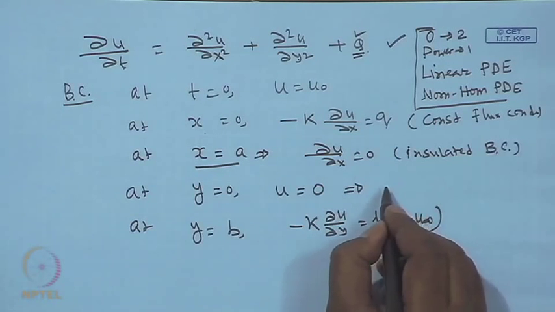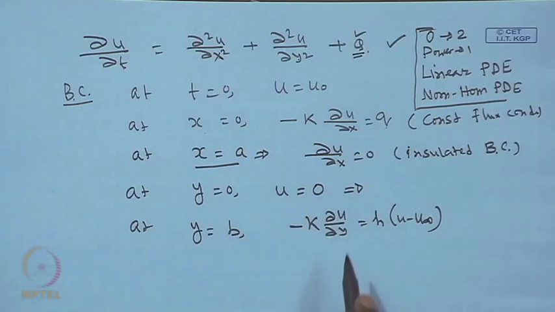So, this is where the value of the dependent variable is given. And at y = b, the heat that has come by conduction, −k ∂u/∂y, is taken away by the air by convection, h(u − u∞). So, this boundary condition contains the dependent variable u and its derivative ∂u/∂y, and they are connected by a simple algebraic equation. Now, let us classify the boundary conditions.